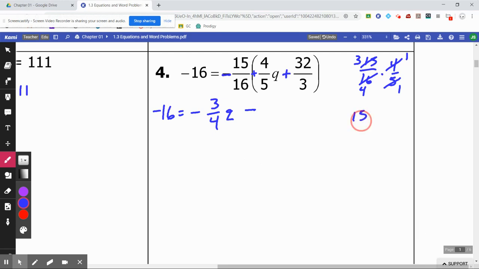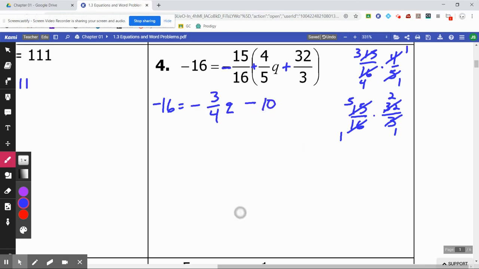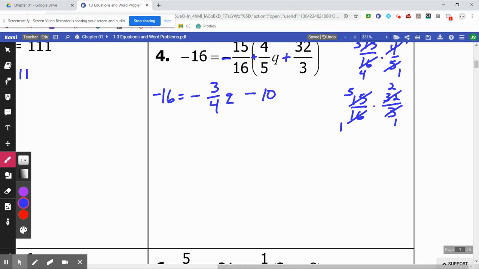And now let's multiply 15 sixteenths times 32 thirds. 3 goes into both of these 5 times and 1 time. 16 goes into both of these once and twice. Multiply the tops and bottoms, and I get 10 over 1, or just 10. We now put all of our variables on one side. These are all of our variables. And now we've got to move my minus 10 to the other side by adding 10.